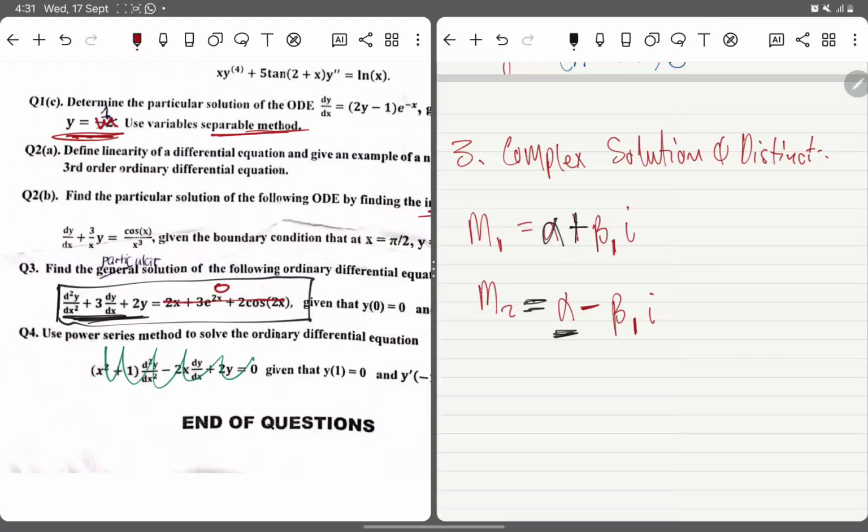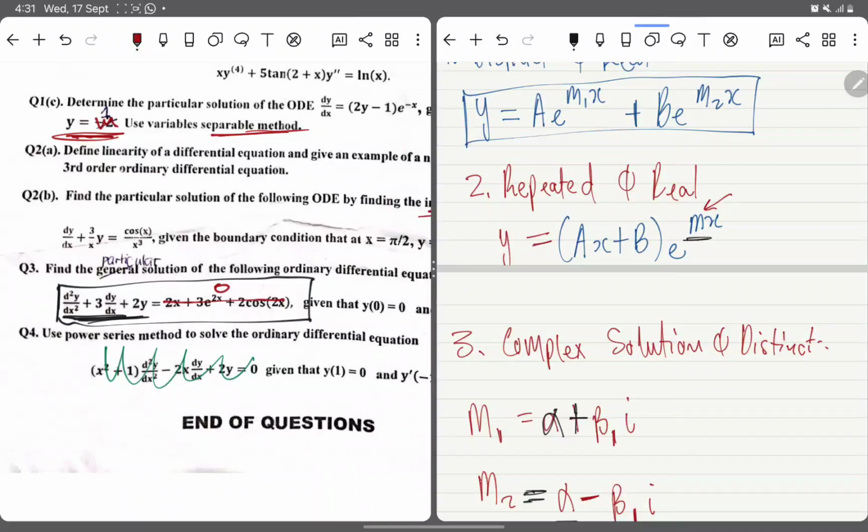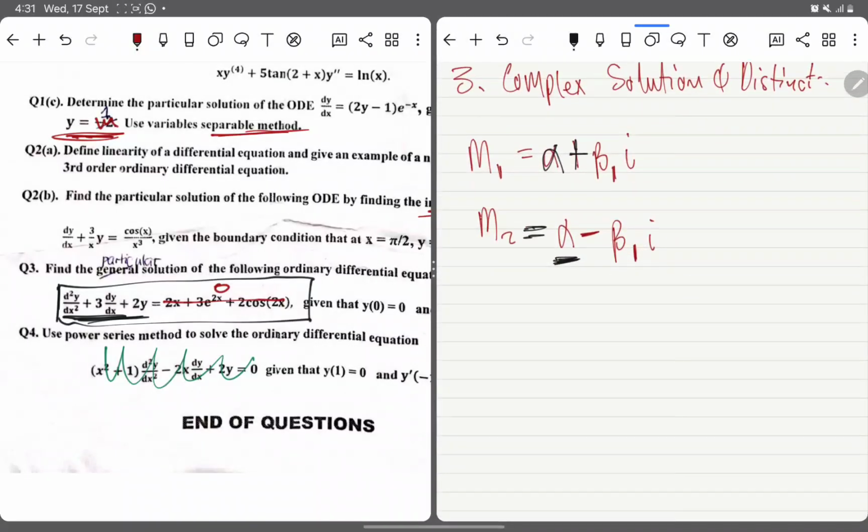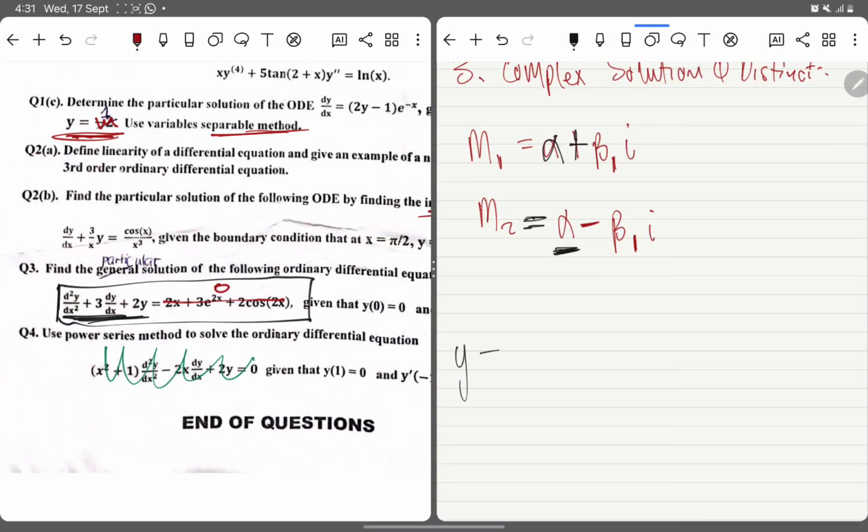Look closely. This is the last one. The real number is going to be your power of e, because it's no longer m now. It's going to be your power. So you're going to have your y being, you factor out e, so it'll be e to the what? Alpha x. Okay, it is e to the alpha x.